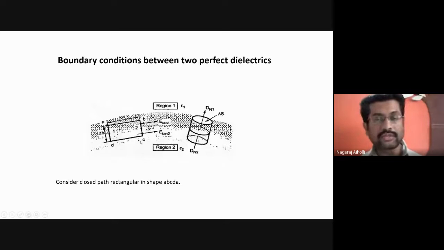How? Because we are moving in the clockwise direction: A to B, B to C, C to D. A to B is from left to right, C to D is from right to left. Both are opposite. Magnitudes are the same, but polarity will be opposite. A to B and C to D have opposite polarities. Hence, E in dielectric 2 has component E tan 2, but CD is opposite to AB.